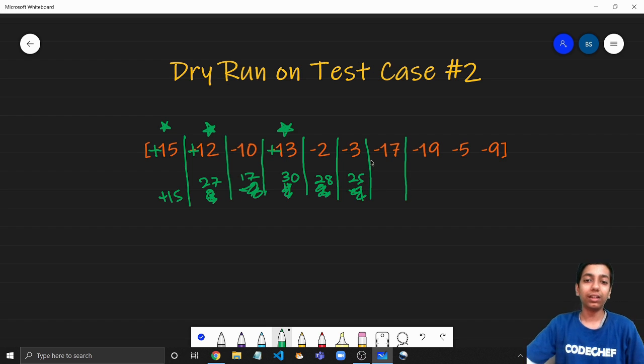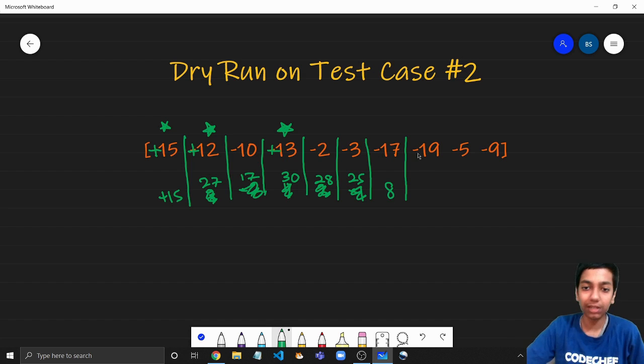Fine. Then, just as a side note, if you're wondering how I am able to calculate the sum so fast, well, I'm just using the simple trick that the sum till i is nothing but the sum till i minus 1 plus the ith element. Fine. So next we go to minus 17.